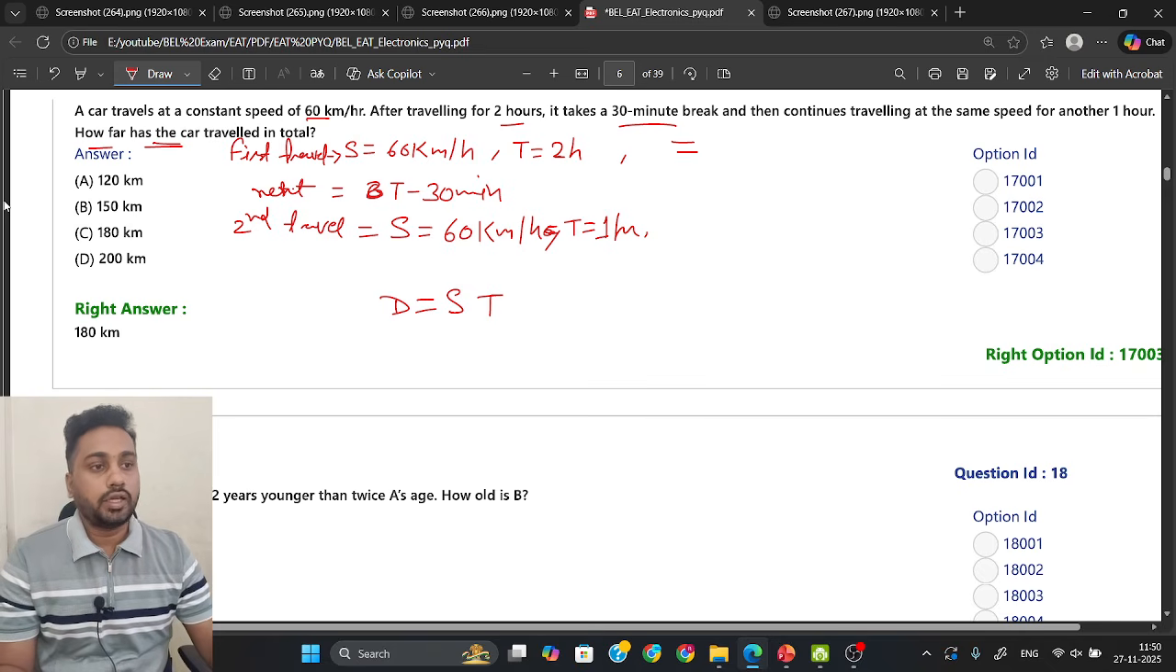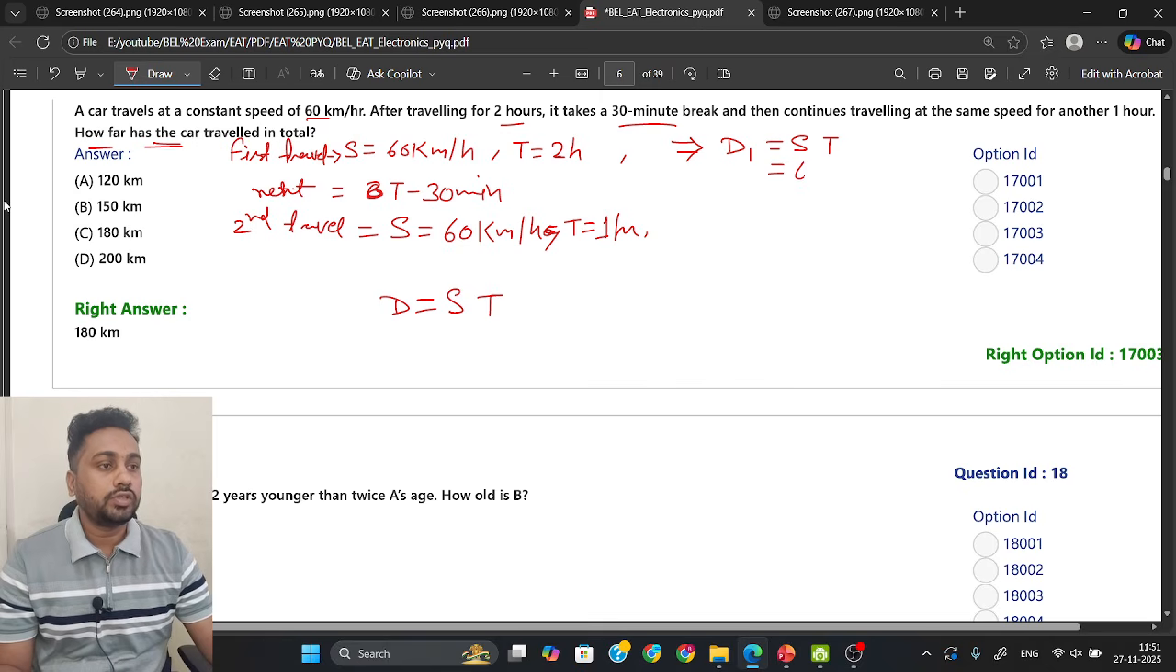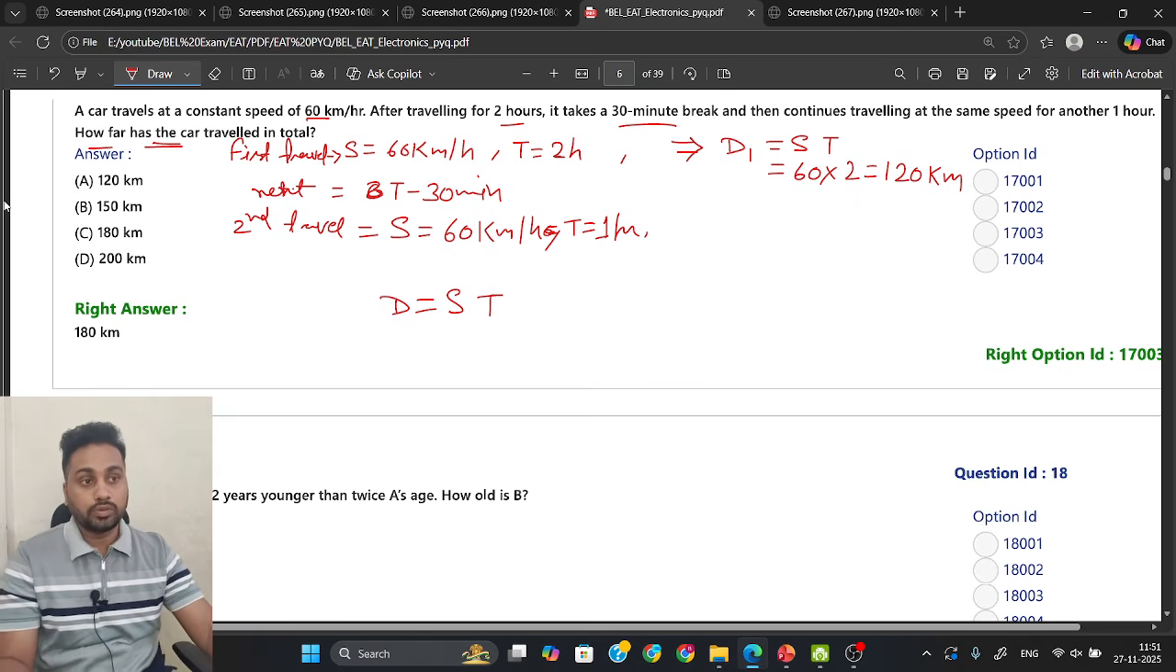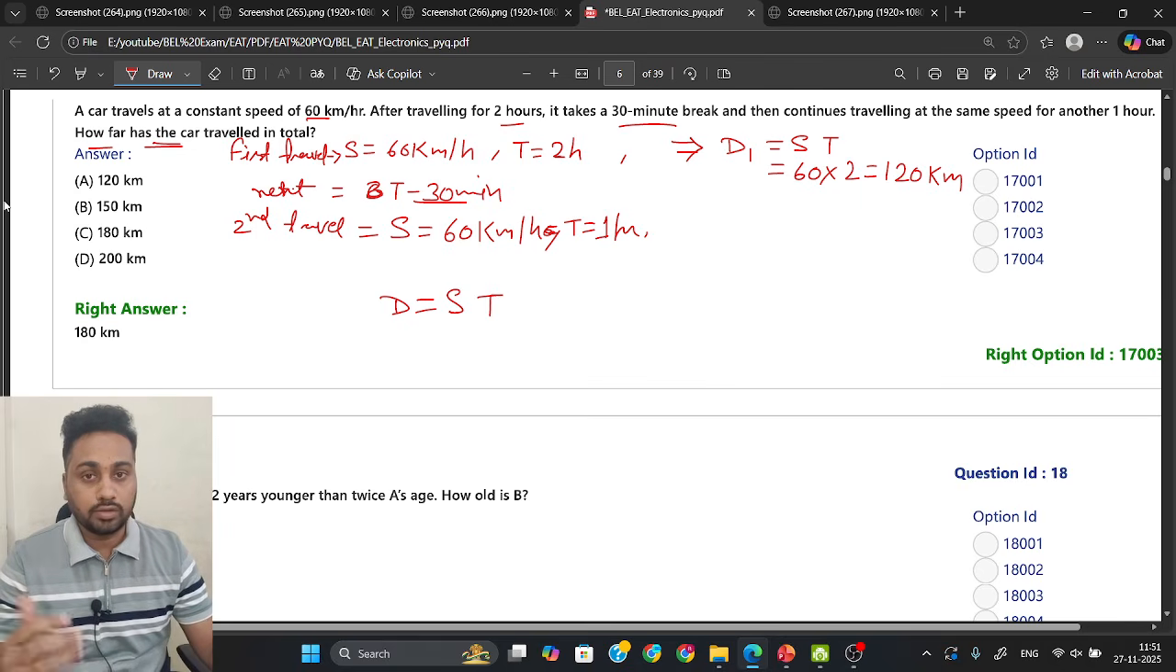So at the first time when the first travel started, the car has a speed of 60 kilometers per hour and time we have 2 hours. So distance D1, that is first traveling, is speed into time. Speed we have 60 and time we have 2. So it will be 120 kilometers. After that he took a break of 30 minutes. In that time he is not traveling, simply in rest mode, so no need to calculate anything.